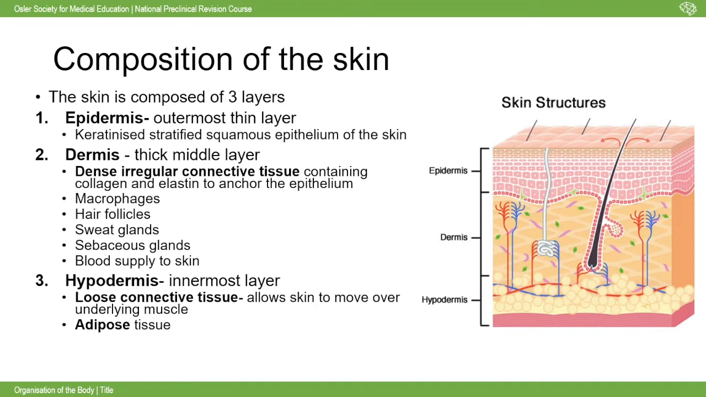So then our hypodermis is our innermost layer, and this is loose connective tissue. So this allows the skin to move over the underlying muscle, and it also contains a lot of adipose tissue. You can see those little circles of yellow are actually the adipose tissue within our hypodermis. So again, that's going to help with our thermoregulation.